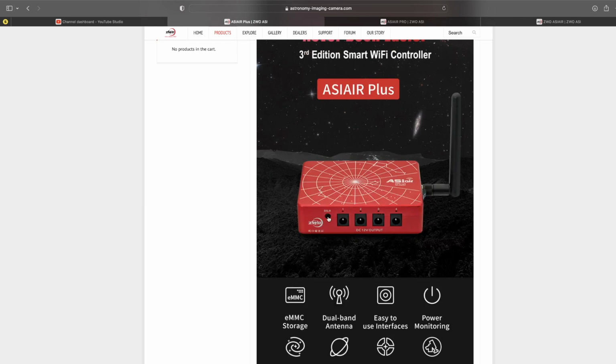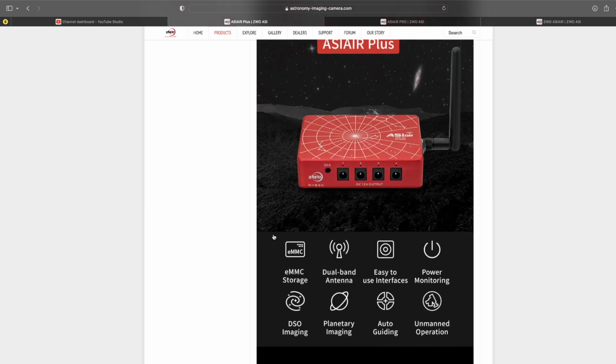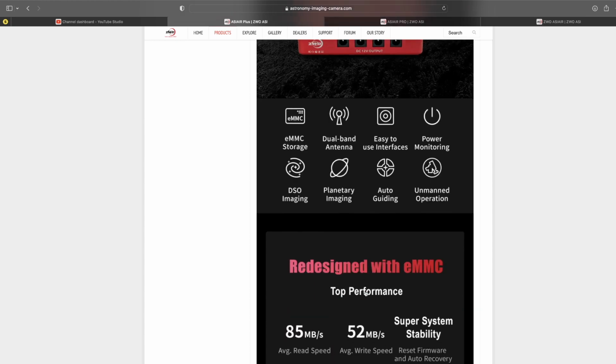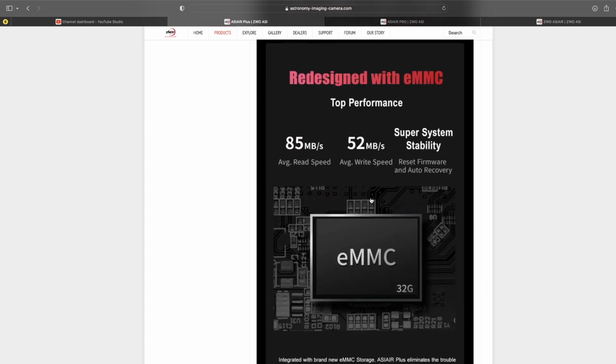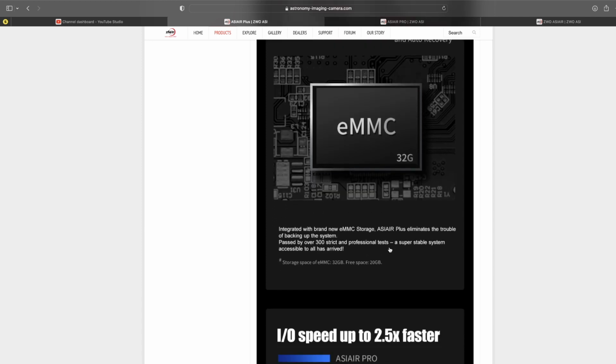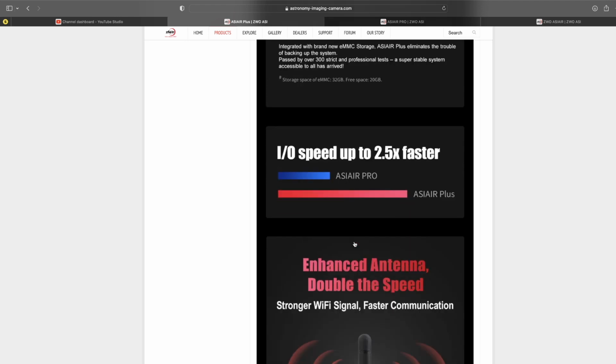You also had dew heater control at this point. You could actually save onto the device, or you could save it to a USB, which was a huge, huge thing. Unmanned operation, I agree with this 100%. Even the Meridian flip works well for it. I thought that was a big improvement. The speed increased on it, of course. The fact that it went to an eMMC system was big. It was faster, I do have to admit that.